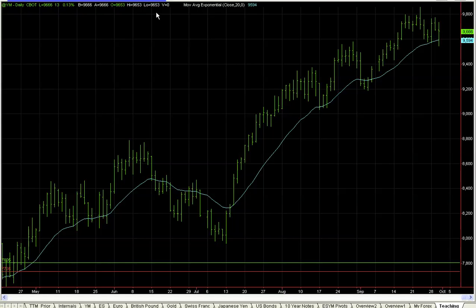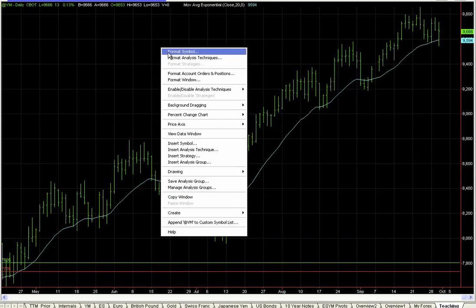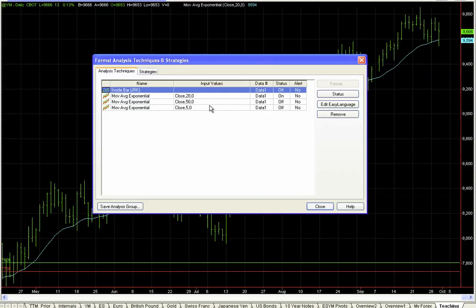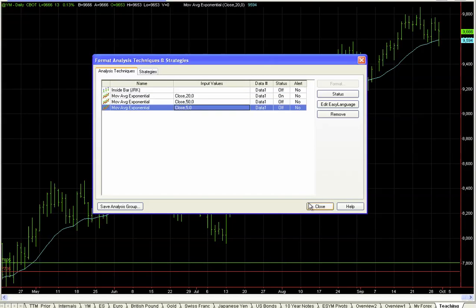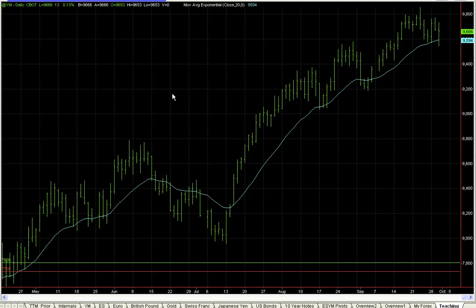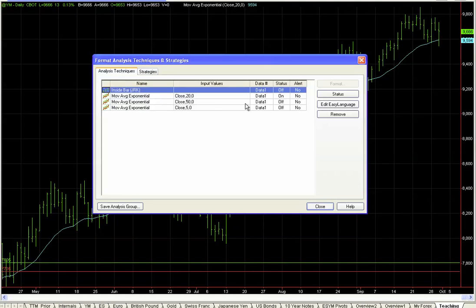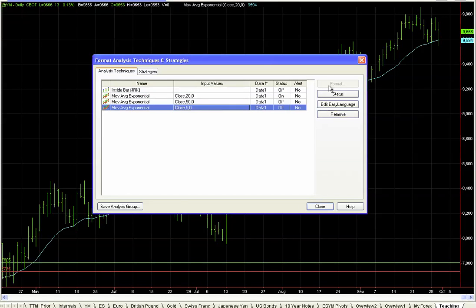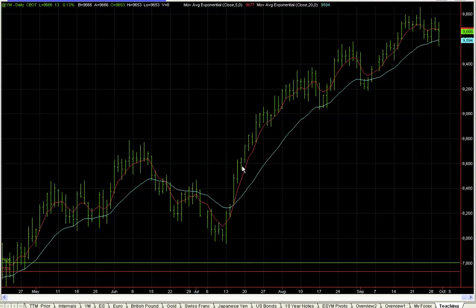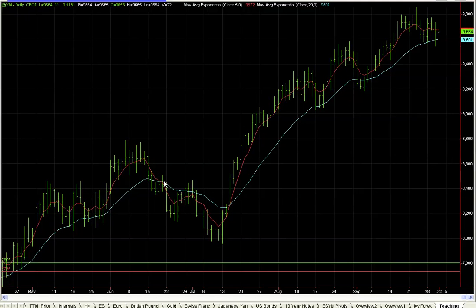But perhaps we can do better with 2 moving averages, so that's what we'll try now. We're going to add a 5-period moving average here. Whoops. I'll try it again. And now you've got a shorter period and a longer period together, and the idea here is that you take your trade when the 2 cross over. So we're going to take a trade here, and we could have taken a short trade here.